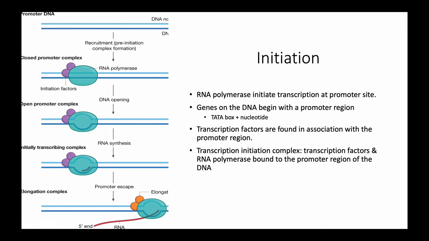We find these proteins located close to the promoter region. Okay? This is where they're going to occur. Now, the third point over here. Once we have all these transcription factors and polymerase on a strand of DNA, we call that a transcription initiation complex that ends up forming. So transcription factors and RNA polymerase bound to that promoter region of the DNA is what forms this transcription initiation complex.